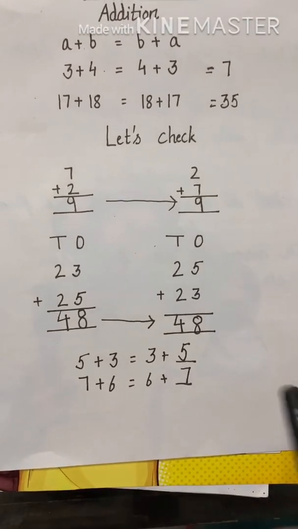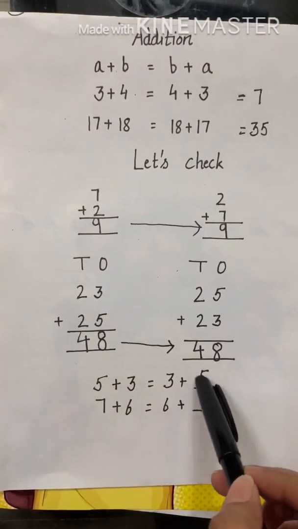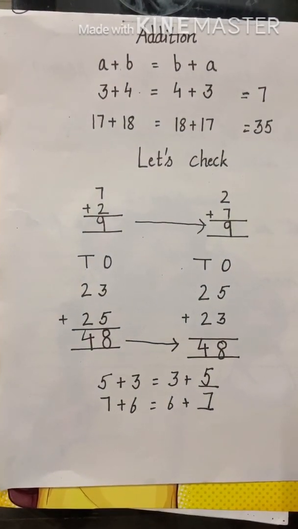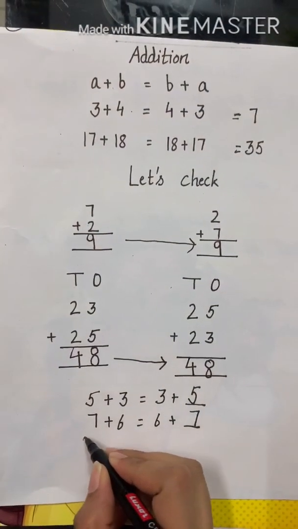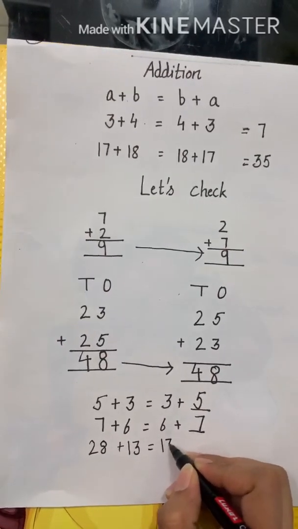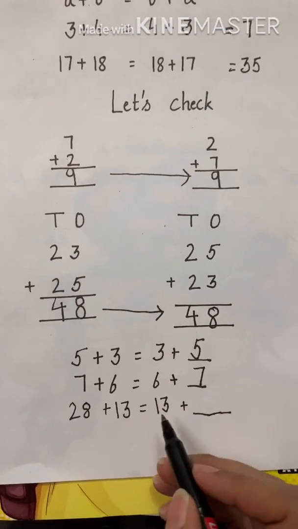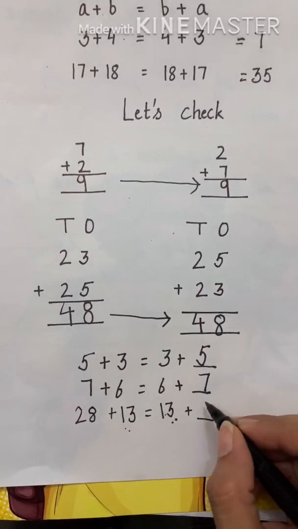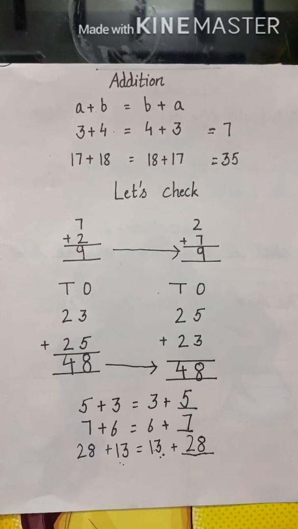So whenever you are given like this, if I ask 5 plus 3 is equal to 3 plus dash, that dash will be 5. Again I have written 7 plus 6 is equal to 6 plus dash. So dash will be 7. Let's take a 2 digit example. 28 plus 13 is equal to 13 plus dash. What will you fill in this dash? 13, 13. You can see both the numbers are here. Which number is missing? 28. So my answer is 28.